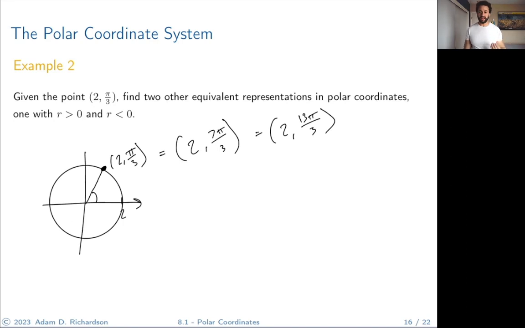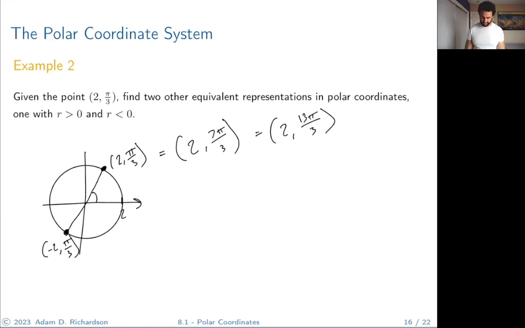So remember, if you have a negative radius, it reflects you through the origin. So this point that we're looking at, 2 comma pi over 3, if I were to reflect it through the origin, I'd have a negative radius. So down here, this point is negative 2 comma pi over 3. There we go. But that's the point that's reflected, right?